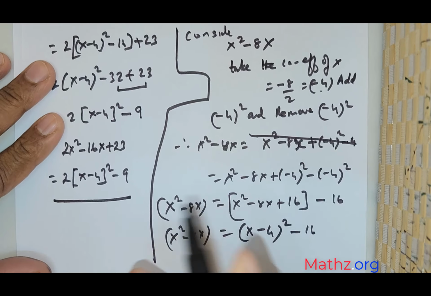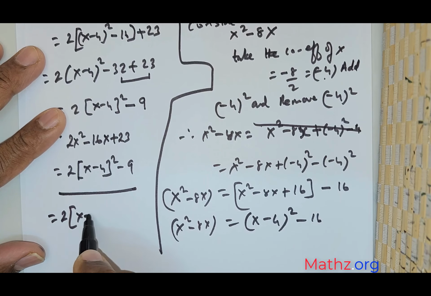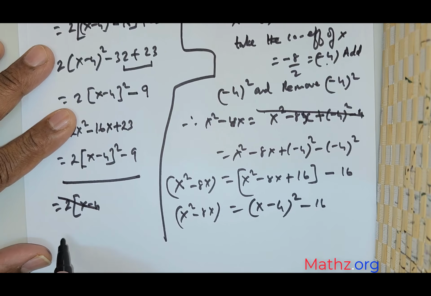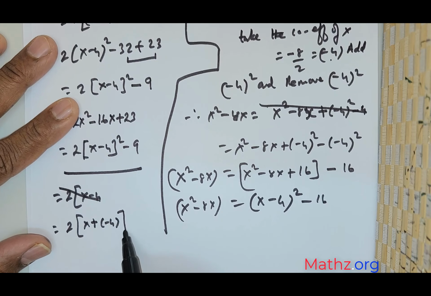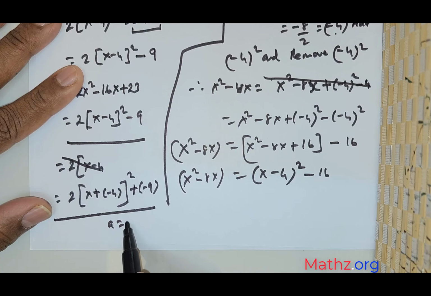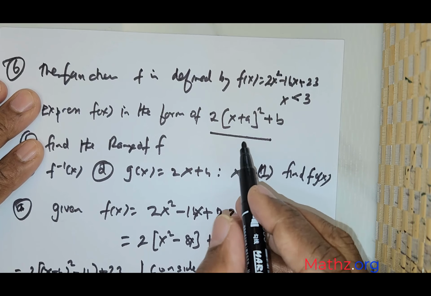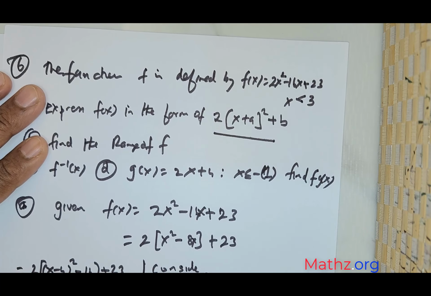Okay, so of course since there is positive b, you can rewrite this as 2 times (x positive of negative 4) the whole squared, so that you can easily identify a, and for b you can write it as positive of negative 9, right? So clearly a is negative 4 and b is negative 9, because that's how they are asking us to write. Of course, finding a and b is not needed, just in case if they want.